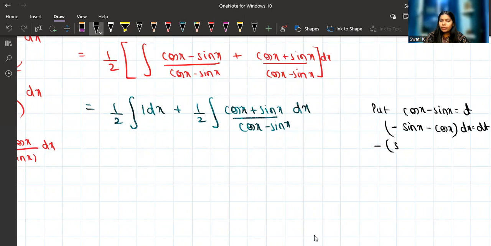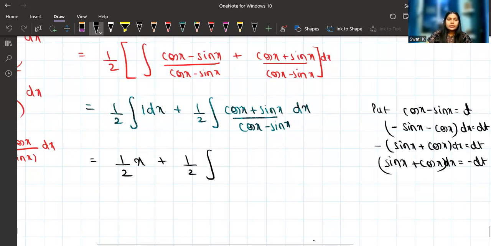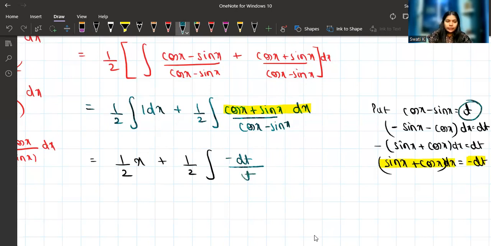So if I take the minus sign common, it is simply sin x plus cos x dx equals dt. So therefore, this will become sin x plus cos x dx equals minus dt. So therefore, this will become 1 upon 2. Integration of 1 is nothing but x, plus half as it is. Integration of this cos x plus sin x dx is nothing but minus dt. So in place of that, it will become minus dt. And then cos x minus sin x is t. So this is t. And I can write this as x by 2 minus sign outside 1 upon 2.